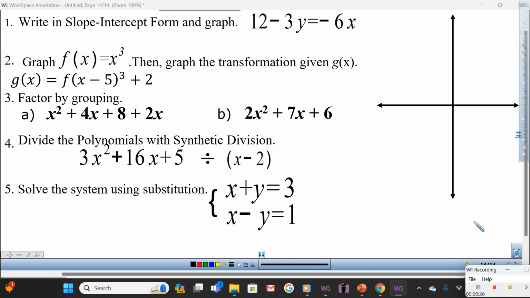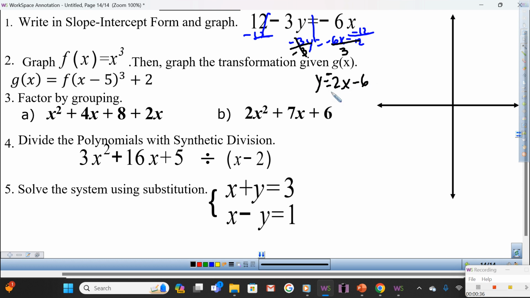All right, so with that said, here goes number one. Number one says write in slope-intercept form. What does that mean? Remind your neighbor. Okay, good. It means to solve for y. So that means we need to leave y by itself. So I subtract 12 from each side. We're left with negative 3y equals negative 6x minus 12. And then we divide by negative 3 on both sides. So we end up with y equals negative 2x minus 6.